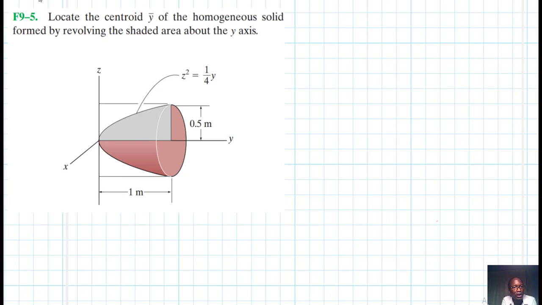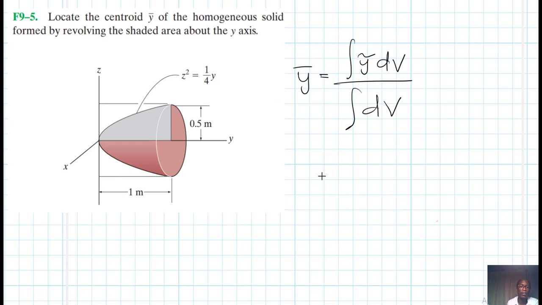The problem reads, locate the centroid y bar of the homogeneous solid formed by revolving the shaded area about the y-axis. This problem is coming from Engineering Mechanics Statics, 13th edition, by R.C. Hibbeler. Here we are just interested in the y bar, because the rest of the axes just pass through the center. So this is equal to the integral of y cubed dV. We're dealing with some volume there.